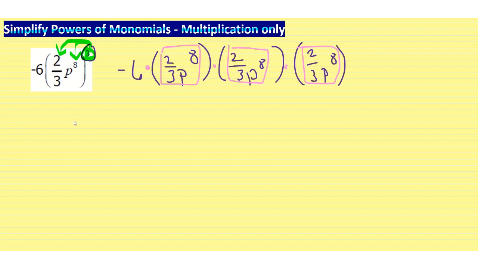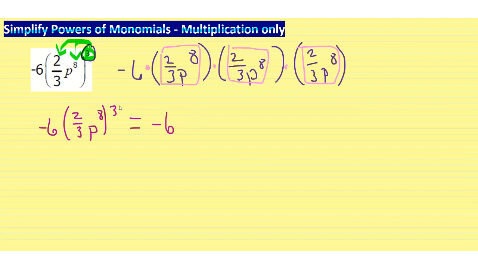So that means that I'm technically going to rewrite it like this: 2/3. Okay, so this is just my original problem. I'm just rewriting it down here. Okay, and now I'm going to start distributing that 3. So I'm not doing anything to my -6 yet. I'm just going to leave it out there, but I don't want to forget about it.